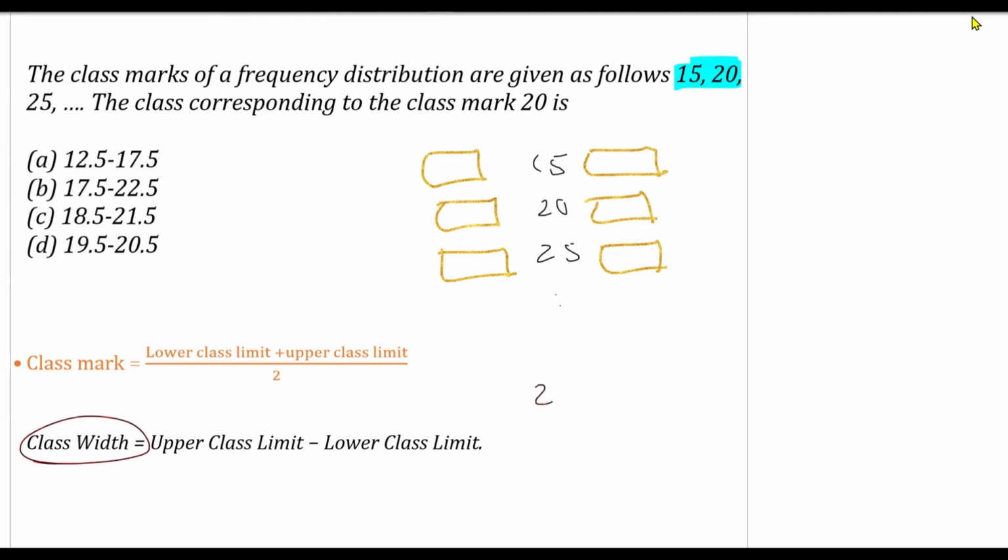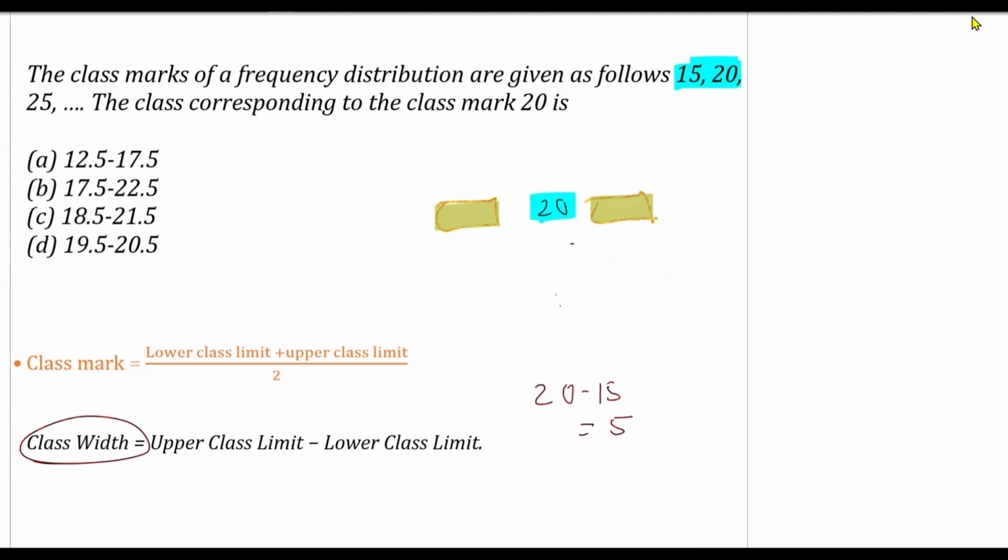This is 20 minus 15, that is 5. All right, so you can figure out that we know the size, right? And that means size is what? The gap between the upper and lower limit. And we have to get this part only, so let's erase the remaining.